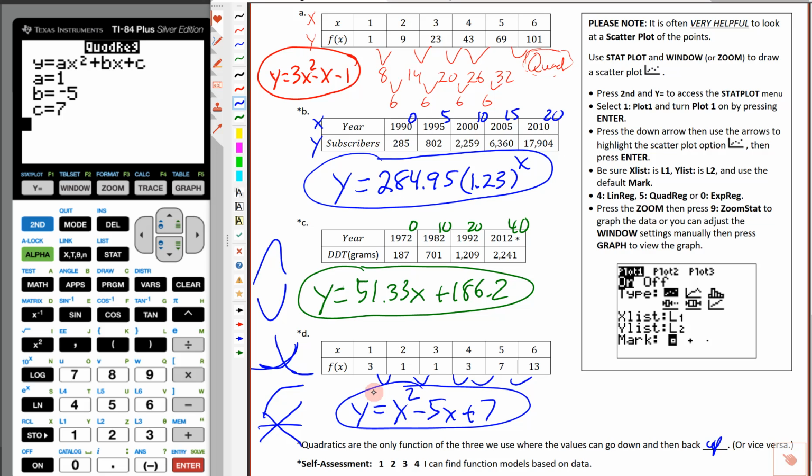So that's how you use your calculator to do linear regressions and how we can spot patterns and use those patterns and that data in order to come up with a function for that.